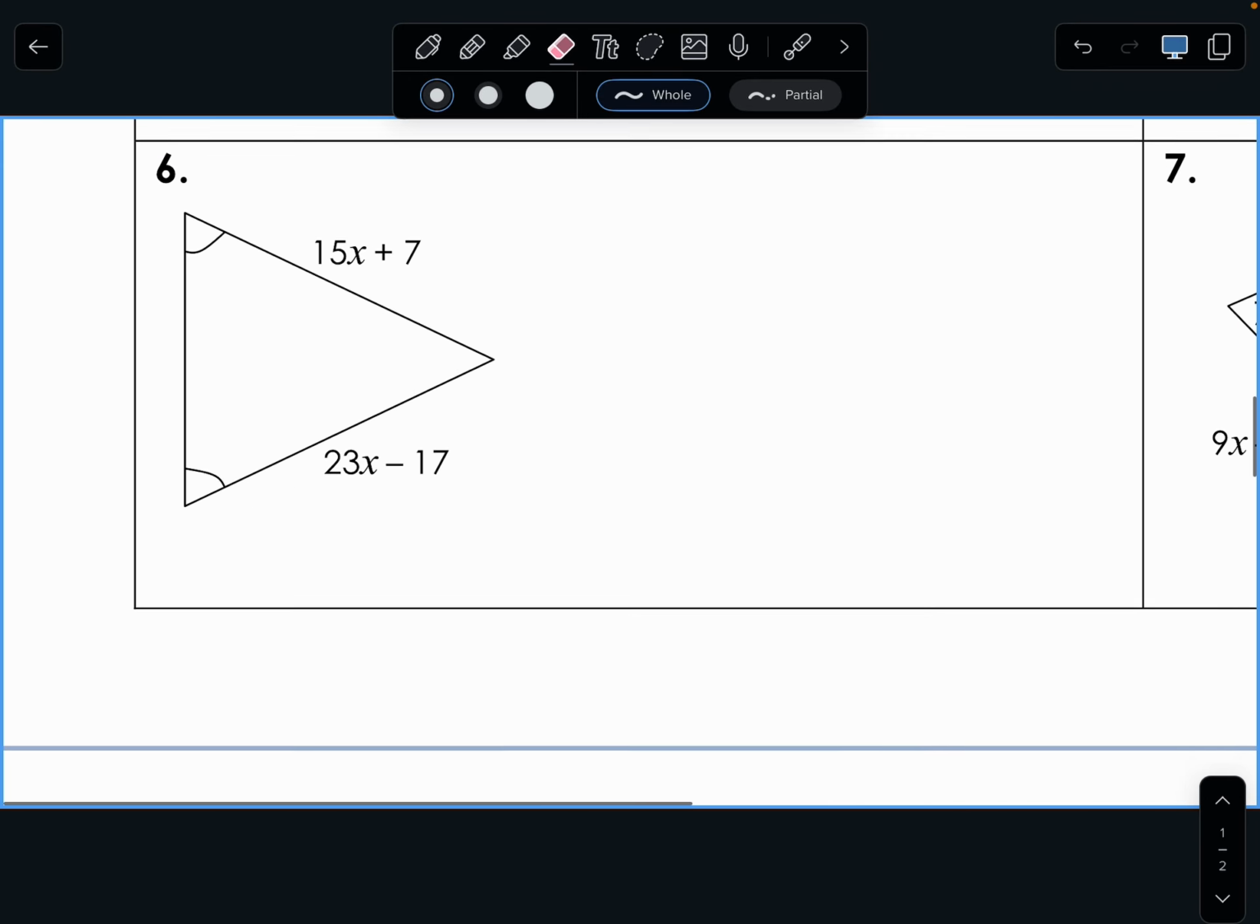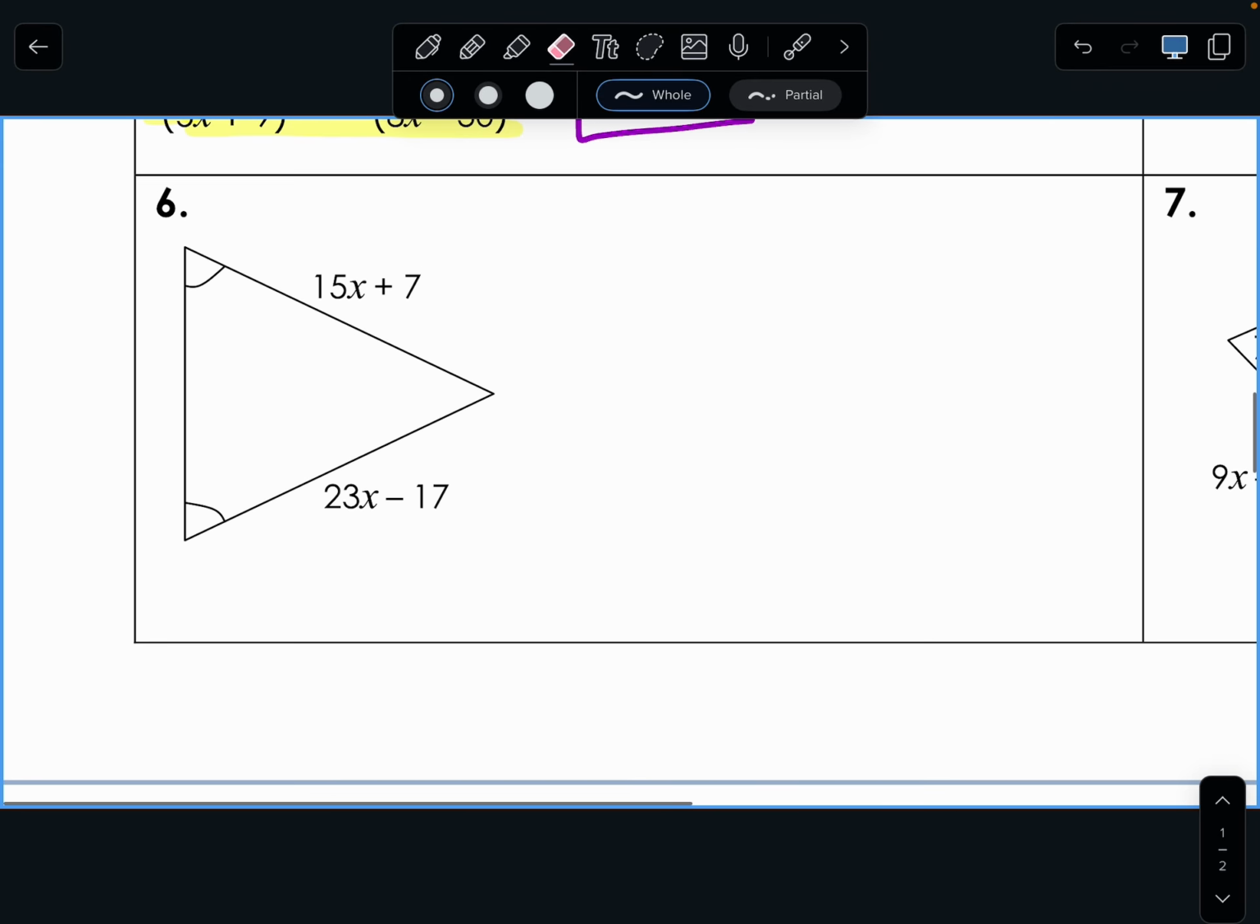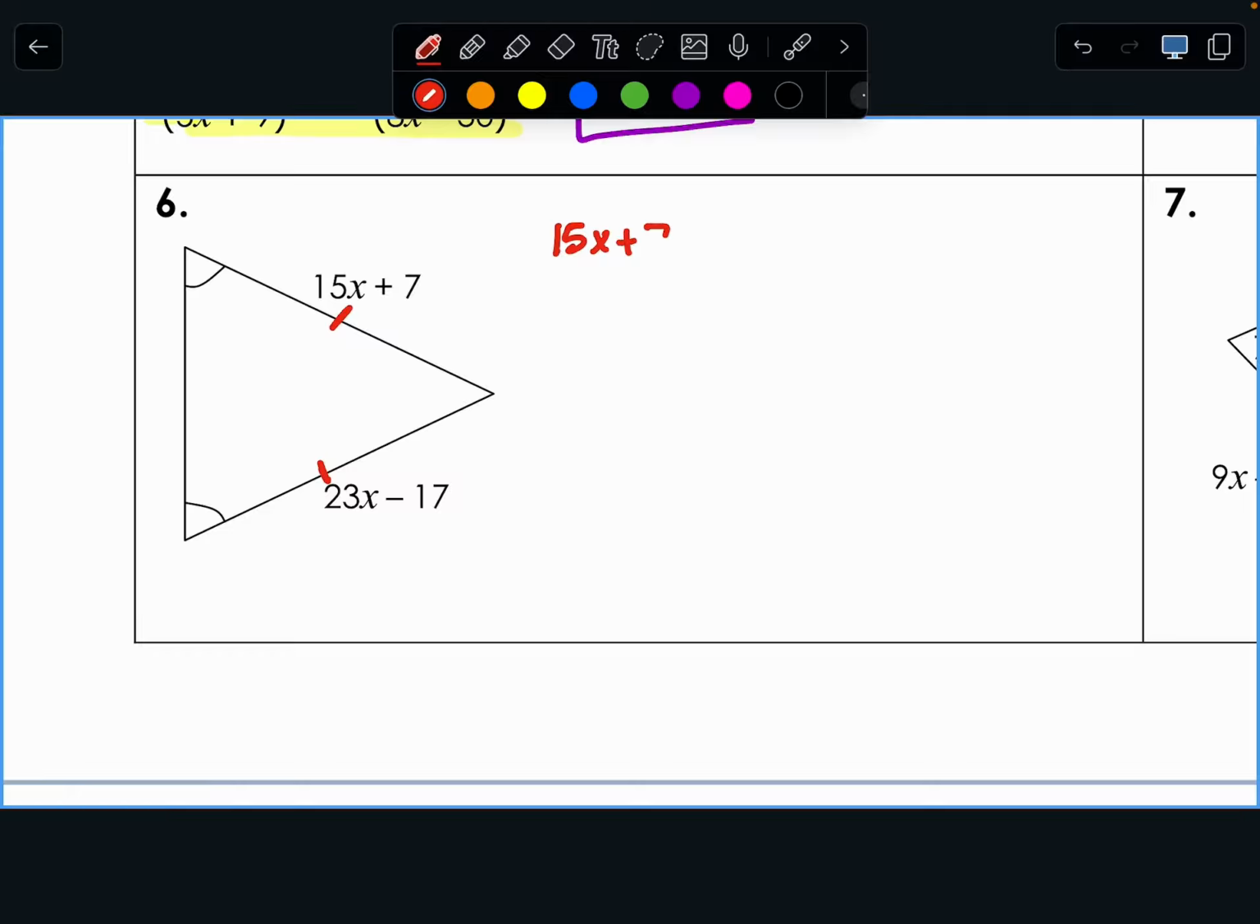All right, let's look at, how about this one? What's marked congruent? The angles. And since the angles are congruent, what do we know about the sides? They're also congruent. That means I can draw this, and then I can put 15x plus 7 equals 23x minus 17.